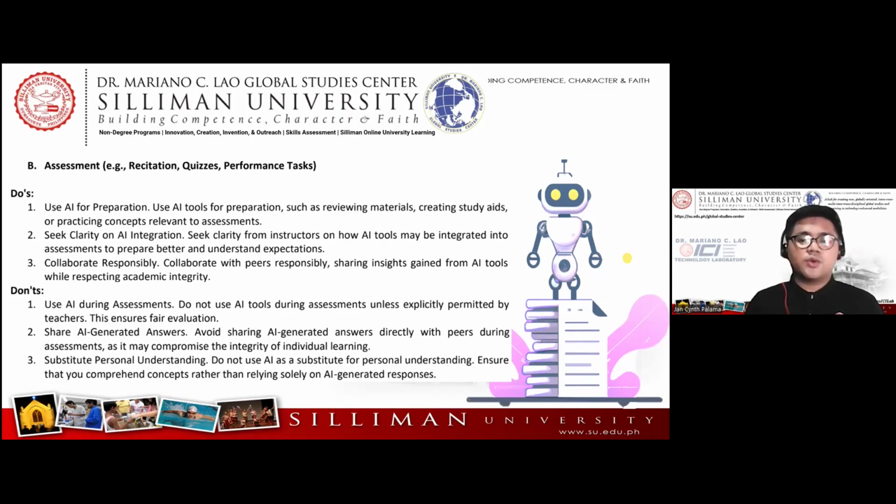And also to know their perspective on the question, for the benefit of yourself. You would also want to know what their ideas are aside from your ideas. Maybe we have the same idea because we're using the same AI tool. So you need to collaborate responsibly.